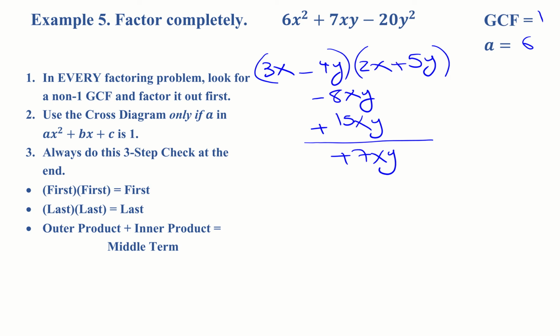We'll now do our final three-step check. We notice that the first times the first is indeed the first. The last times the last is the last here. Pay attention to the signs, make sure they work out. Because sometimes all this can look good, but then when you do the final check, the signs don't work out. So you have to always be careful with that. Here it does. Negative 4y times positive 5y is negative 20y squared. And the inner product is negative 8xy. The outer product is positive 15xy. And they add up to give us positive 7xy.